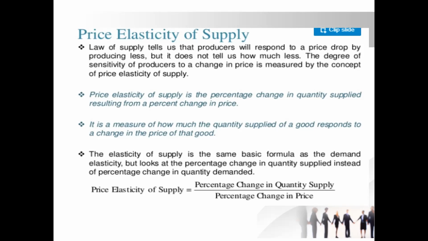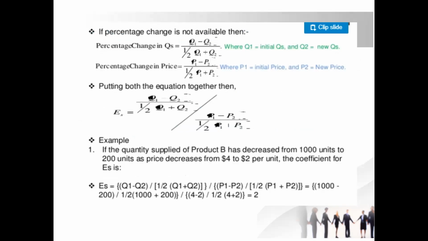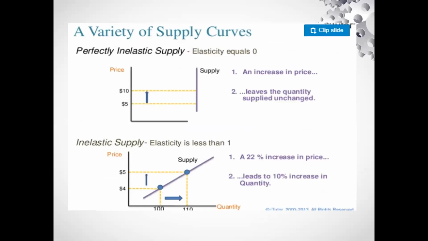So it is a measure of how much the quantity supplied of a good responds to the change in price of that good. The formula for finding the price elasticity of supply is the percentage change in quantity supplied divided by the percentage change in price. As I told you, it depends upon the change in price. So this is the calculation made for a change in price and the change in quantity.